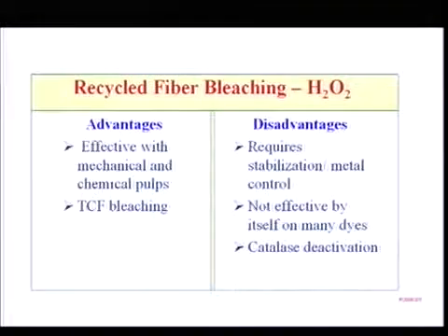What are the disadvantages? It requires metal fixing chemicals, a chelating agent and the soap that goes with it. So, there are a lot of chemicals you need to handle. Not effective by itself on many dyes, and if you have catalase, an enzyme, present in your white water, that catalase is going to attack the peroxide and decompose it and take the peroxide away. Then you need to add more and more peroxide, then the process becomes very expensive.